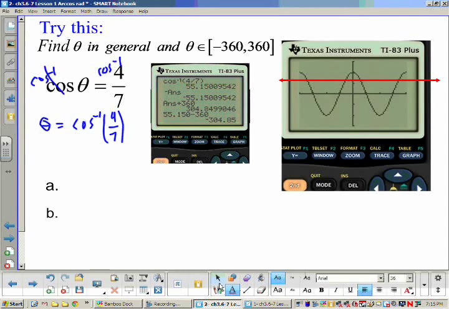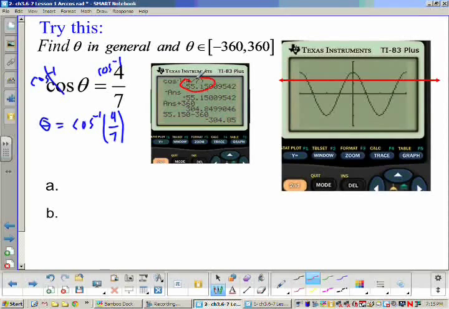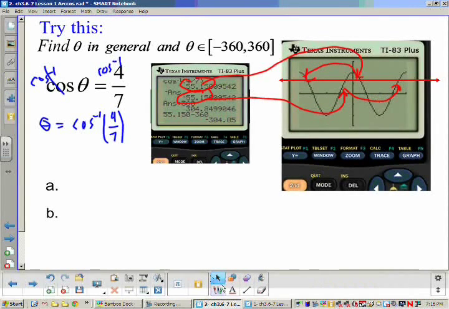So again, just to get us familiar, the 55.15 shows up here. The negative shows up here. And we can add or subtract a period to get every subsequent value. And hopefully when you did the math, you found that theta equals plus and minus 55.15 plus and minus one period.